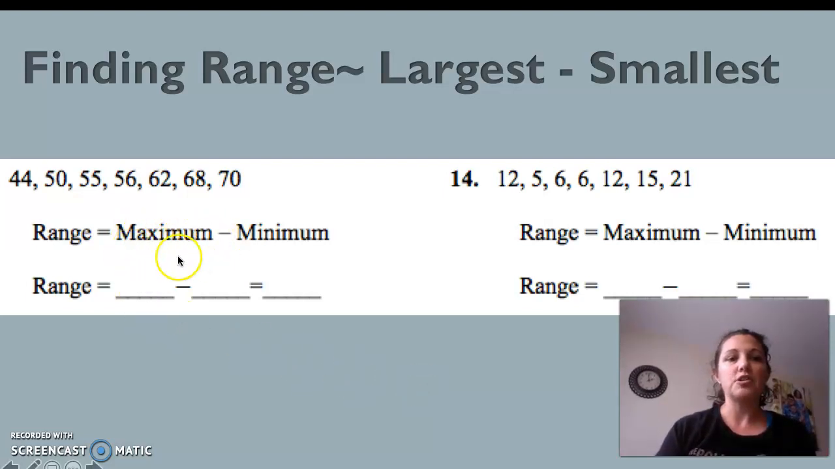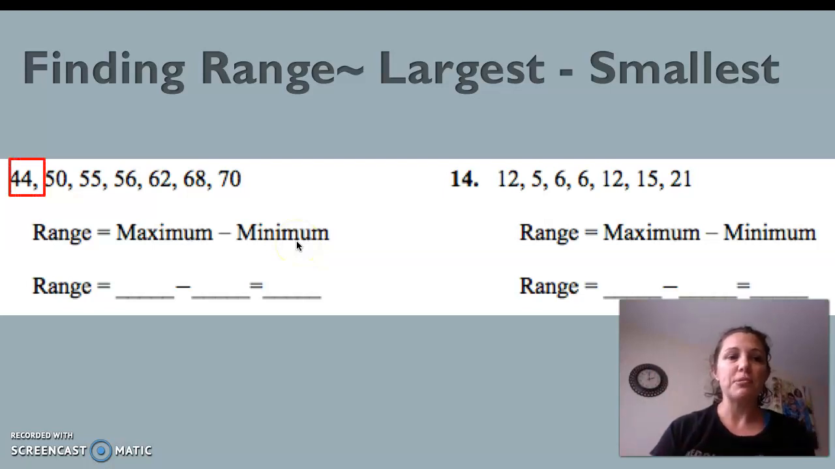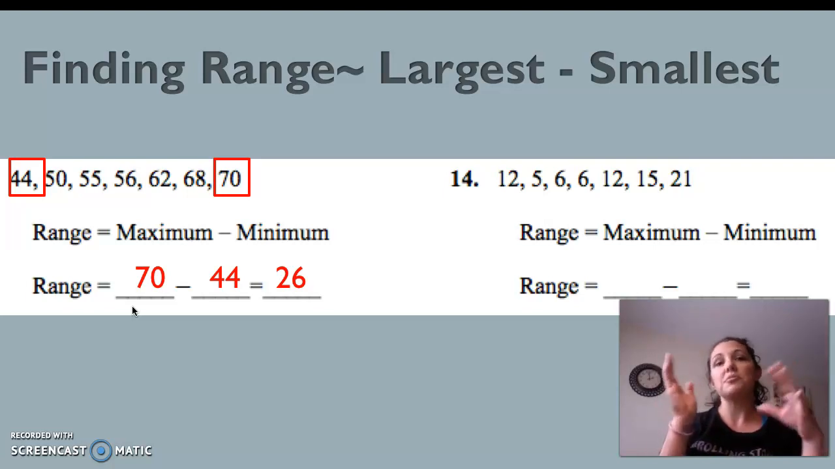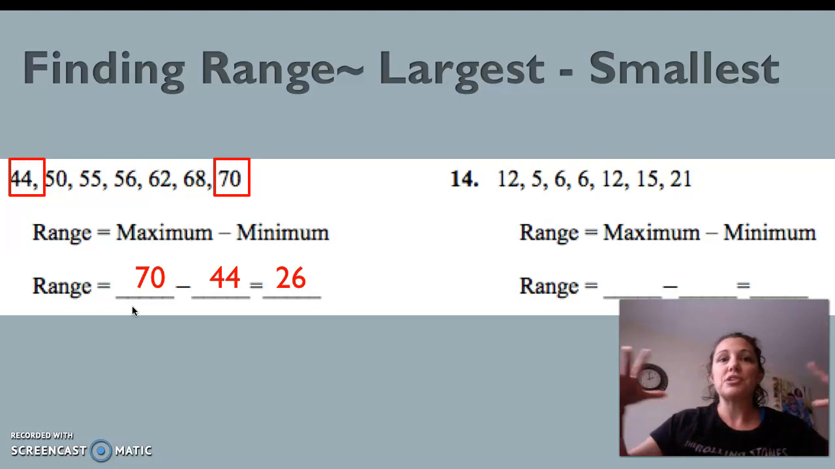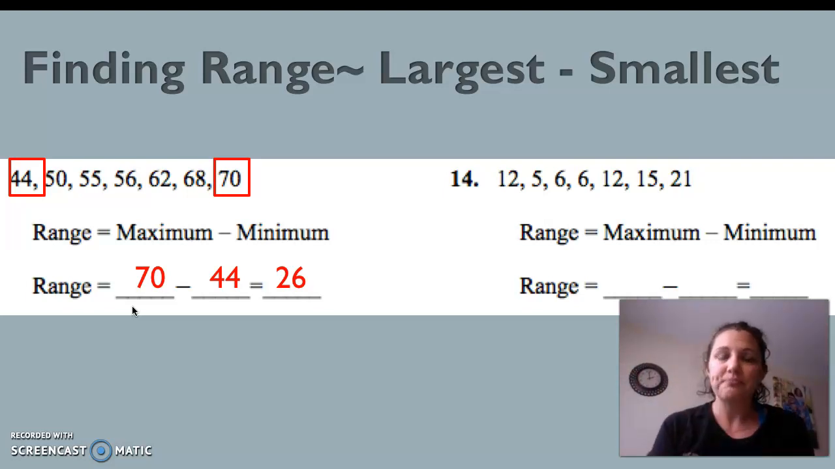So we're going to take our largest, also known as the maximum, and our smallest, also called the minimum, and we subtract them to see how spread apart they are. In this first example, our minimum, or our smallest value, is 44. Our maximum is 70. So we would subtract these two and find a difference of 26. That means in all of that data, the numbers are 26 values apart from the smallest to the largest. Sometimes our data is really spread apart. Sometimes our data is really close together.